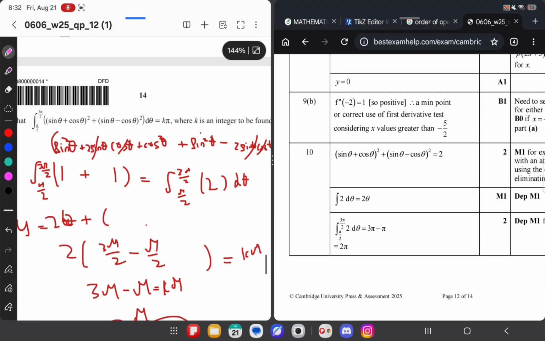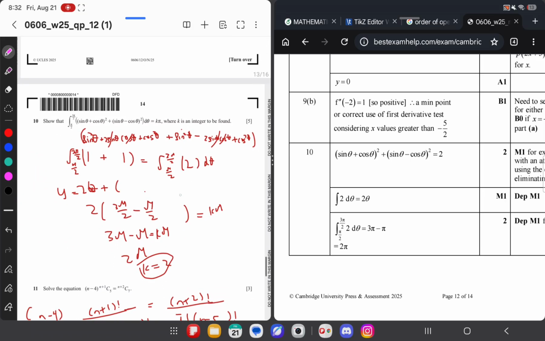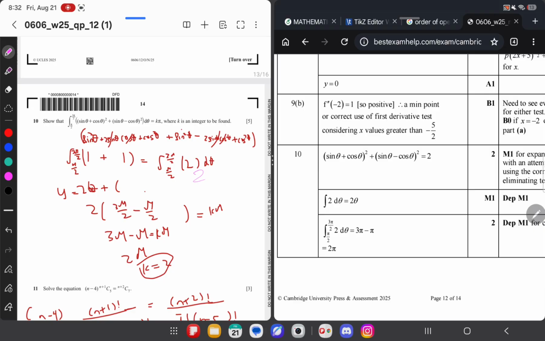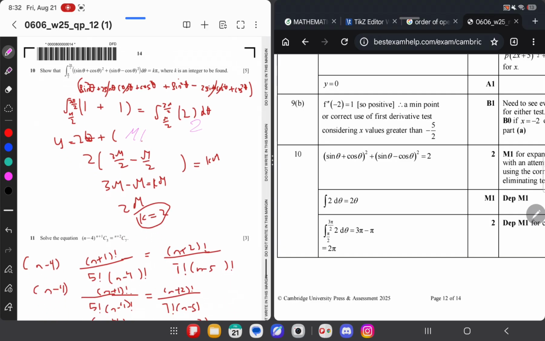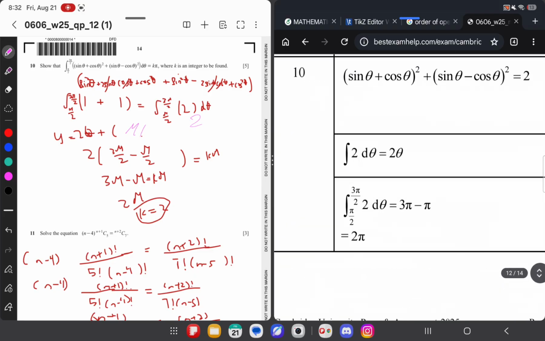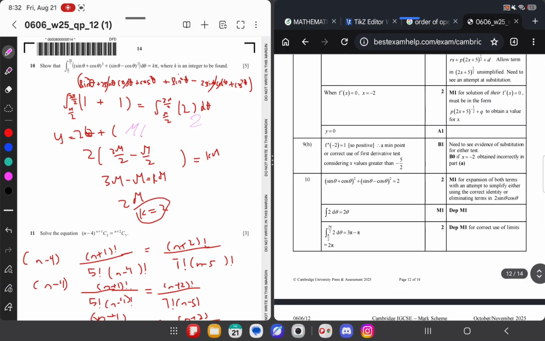Then, what do we see? This all collapsed to 2. There's no seen or implied. Integral of 2d equals 2 theta, seen or implied. And then plugging in the value of 3 pi and 2 pi, k is equal to 2 theta, dependent on marks.